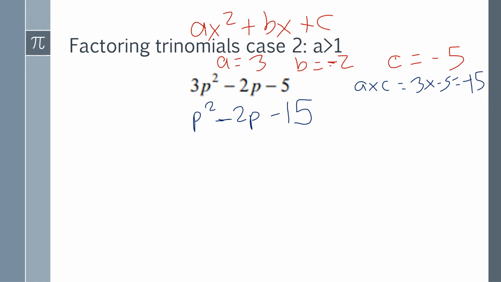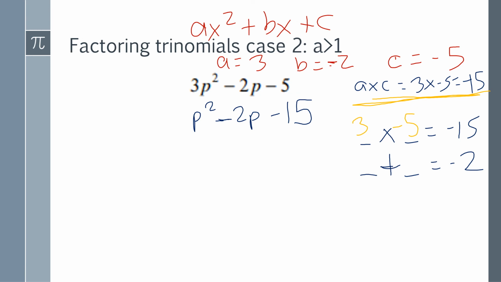What two numbers, when you multiply together, gives you that negative 15, and those same two numbers, when you add them, gives you negative 2. And you should know this because you did it already. You did it in the beginning step. So 3 times negative 5 is negative 15. 3 plus negative 5 is negative 2. So x minus 5, x plus 3.